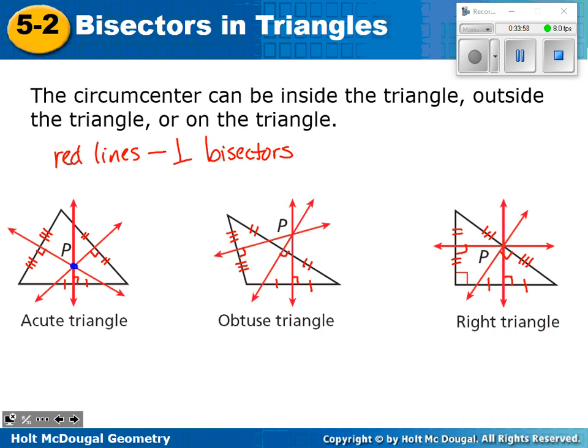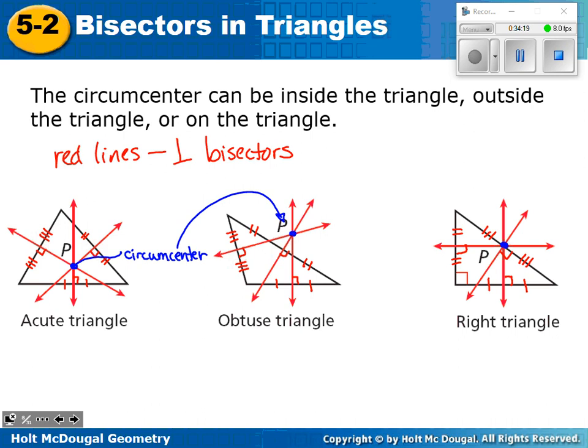Okay. The point of concurrency is the general term, but circumcenter is what we're looking for because it's specific to the perpendicular bisectors. So each of these points that you see in the picture are the circumcenters. So that's the circumcenter, here's the circumcenter, and then over here we have our circumcenter.